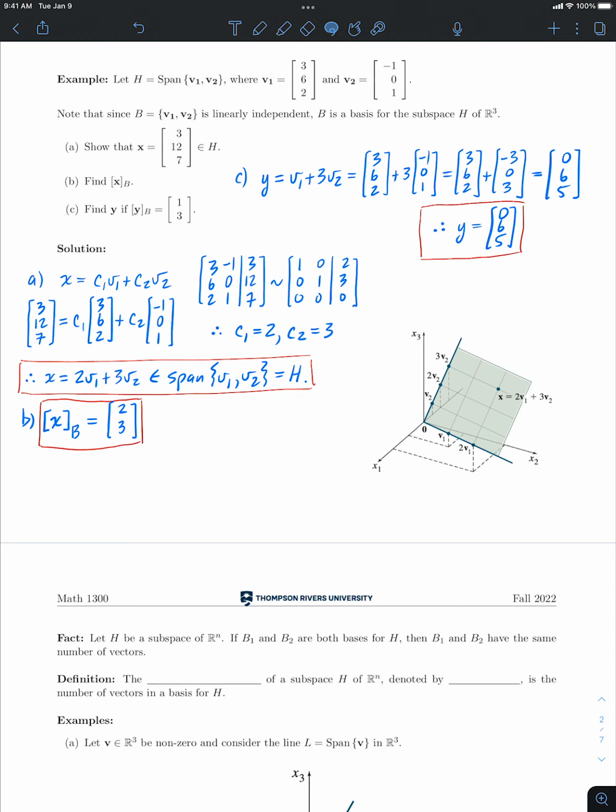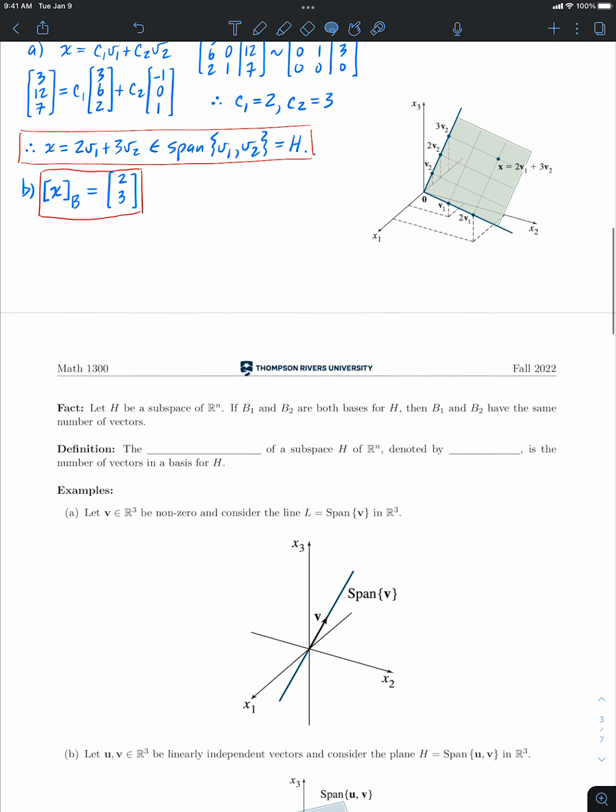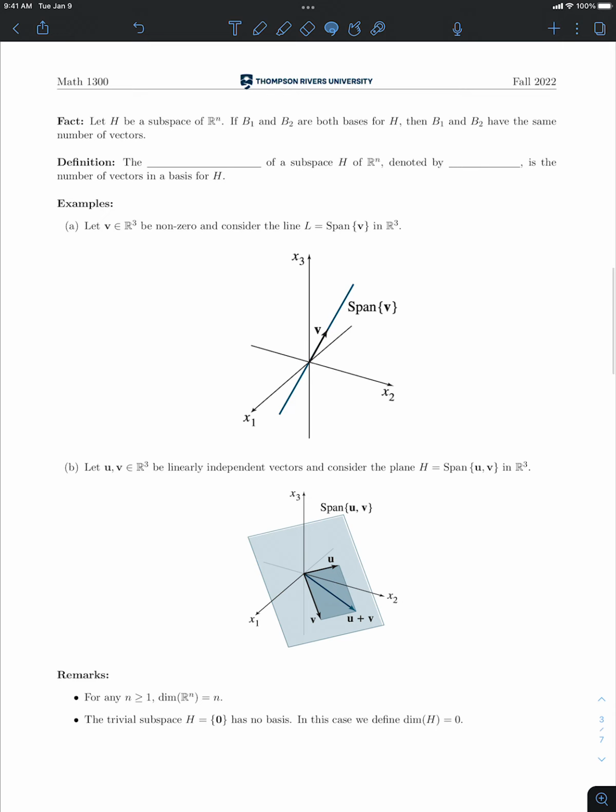So you may have noticed I did it again in the previous example. I mentioned that H was a two-dimensional subspace living inside of R3. Well, what does that mean exactly, that H is two-dimensional? Now we're going to actually clarify that. So we're going to start with a fact, though, and here's the observation.